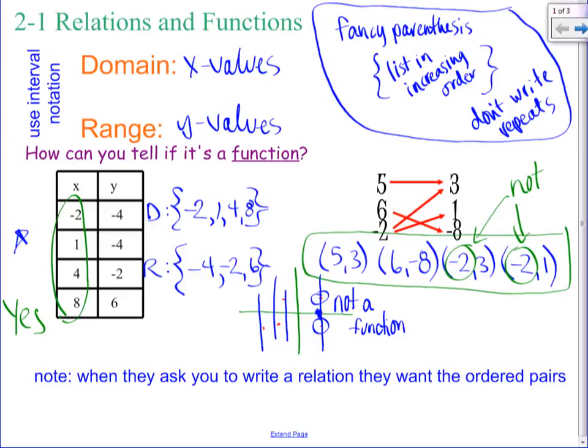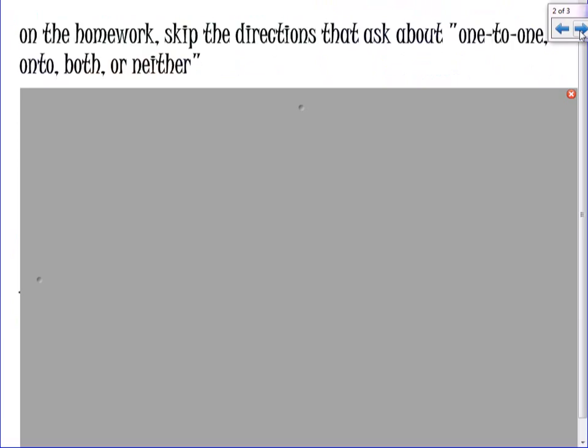Okay, if your homework problems ask you to write a relation, they're really just asking you to write it as ordered pairs. It's just a side note right there. Now on these homework problems, they're going to have a bunch of things that they want you to do. I really just want you to list the domain and range and tell me if it's a function or not. The other piece that they're going to talk about is this one-to-one, onto, both, or neither. We're going to ignore that part of the homework, so don't do that part.